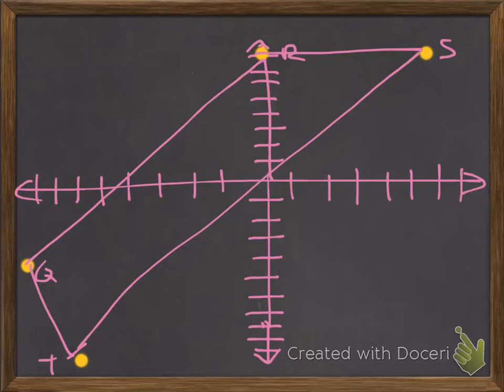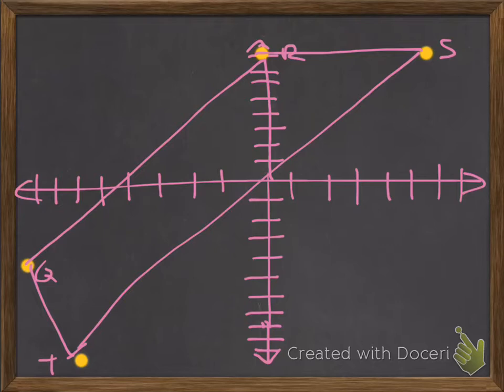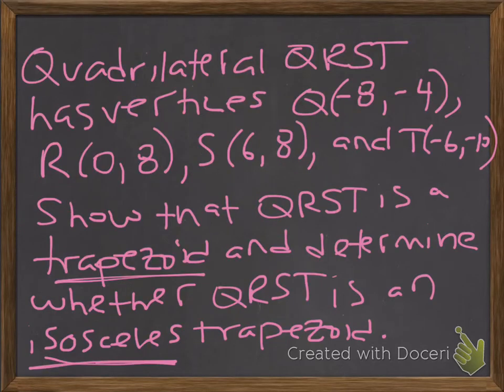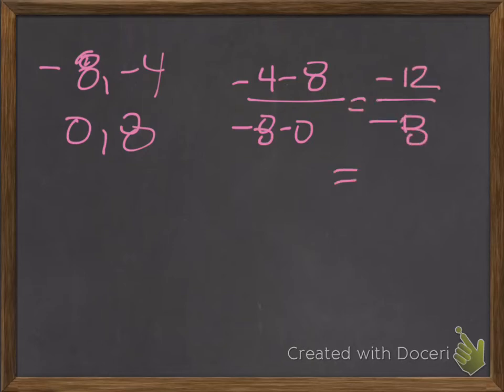So it may not look by the picture that it might be a trapezoid, but we're going to test it anyway. So the thing that you should probably test to be a trapezoid is the one pair of parallel sides. So I would do the slopes maybe of QR and ST. So Q and R, you have negative 8, negative 4, and 0, 8. So that's going to give us our slope, so negative 4 minus 8, and negative 8 minus 0 gives us negative 12 over negative 8, which, if you simplify it, is going to be 3 over 2 positive.